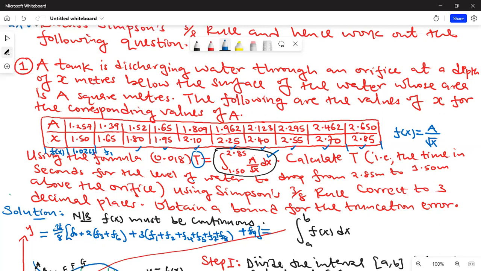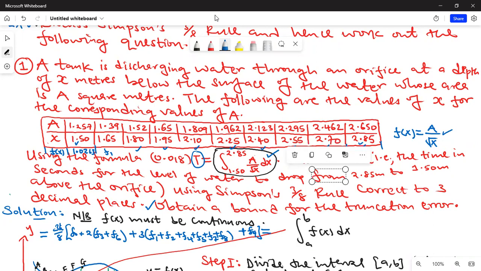And now, lastly, we need to obtain a bound for the truncation error. Now you have the formula. All you are going to do is to differentiate f of x 4 times. Remember, a is a constant. Differentiate this 4 times so that you get the fourth derivative of that function. Then get the maximum between the interval. Our interval is between 1.5, that is a, and 2.85, that is b. Get the maximum of that fourth order derivative, and then substitute that into the formula for the truncation error bound.